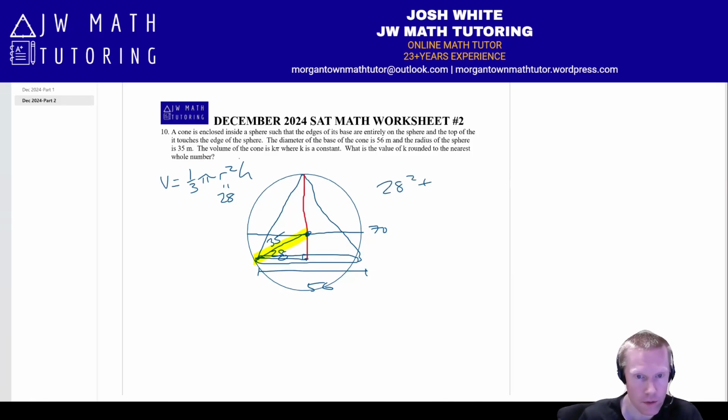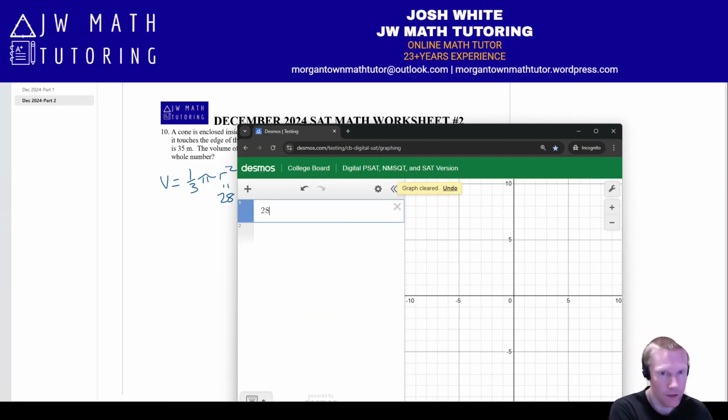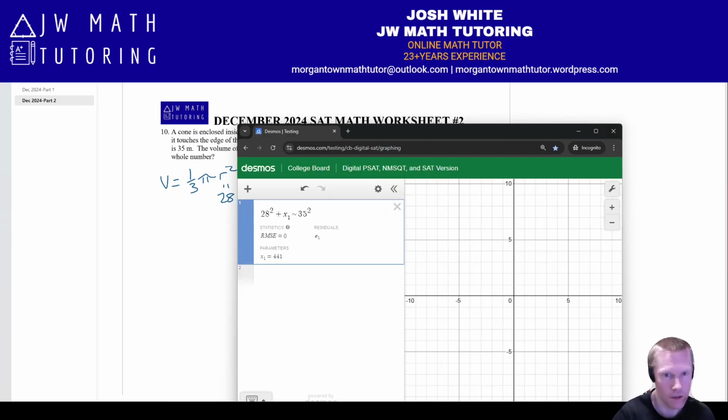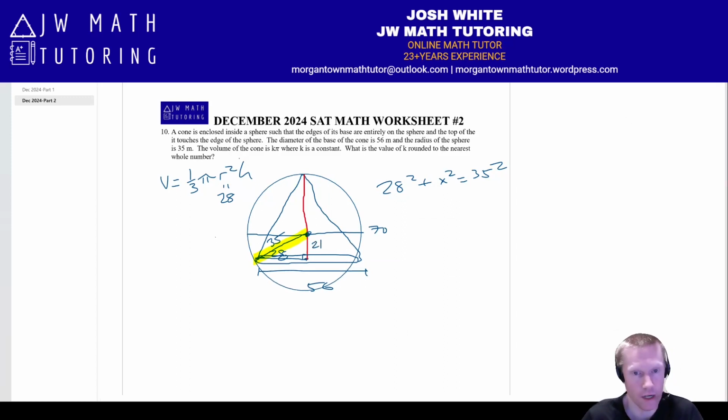So we have 28 squared plus x squared equals 35 squared. We can just go to Desmos and solve it right in there. Get rid of all this. I'm just going to use regression. Okay, so, oh, I forgot to square it. There we go. Sorry, we want 21. So, therefore, this distance right here is going to be 21.